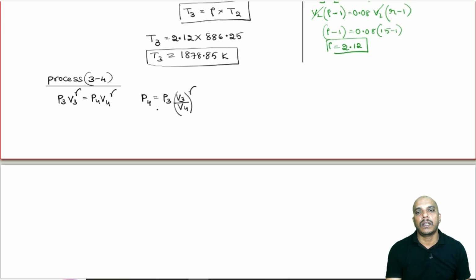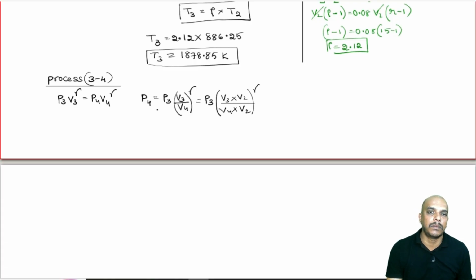Now we neither know V3 and V4 separately. So we have used this trick even in our derivation as well. Whenever we have V3 by V4, let us multiply it by V2 and divide by V2. So we have not changed the meaning of it. We have just multiplied and divided by it.